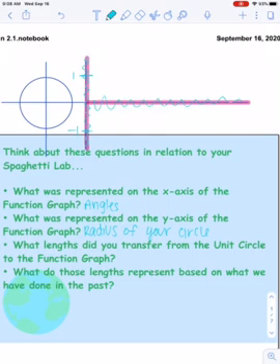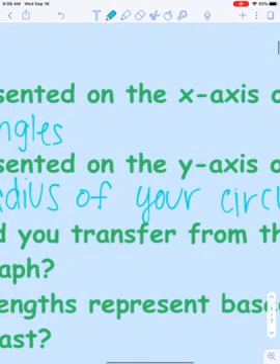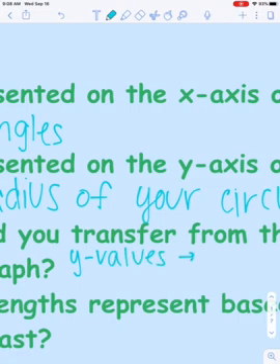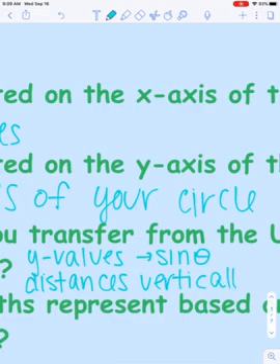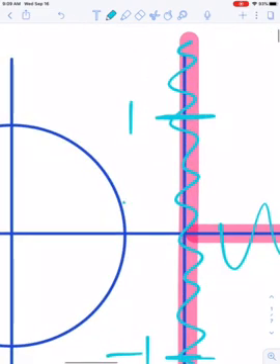What length did you transfer from the unit circle to the function graph? So you transferred your y values first. Okay, so your y values, which remember y is sine. Okay, and they were your distances vertically. Okay, so we went from the x-axis up, or from your angle down, I guess technically.